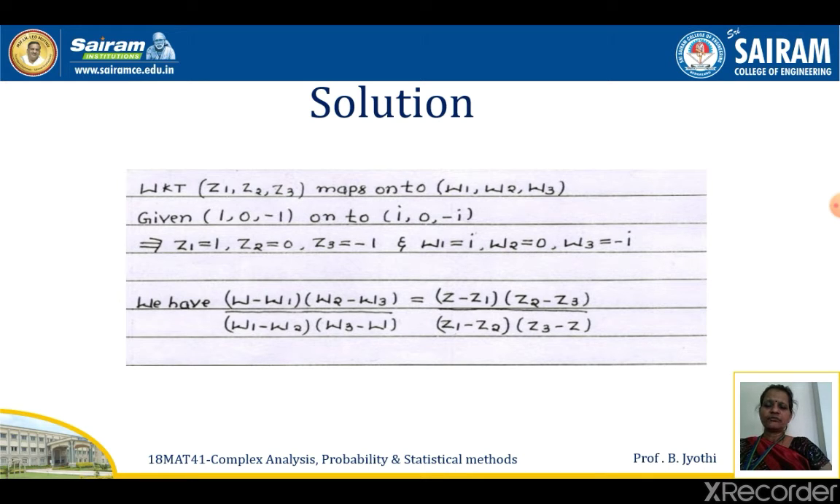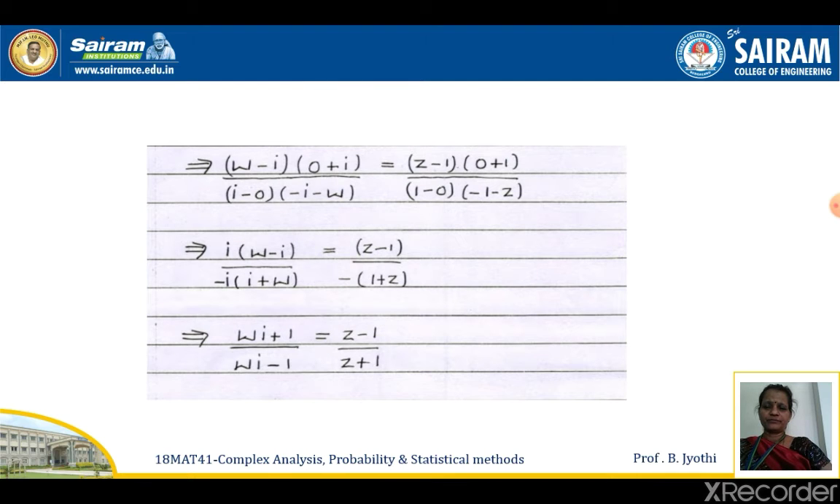So we have the formula (W minus W1) into (W2 minus W3) divided by (W1 minus W2) into (W3 minus W). In the same way, the right hand side is (Z minus Z1) into (Z2 minus Z3) divided by (Z1 minus Z2) into (Z3 minus Z). This is the formula, and we have the values for Z1, Z2, Z3 and W1, W2, W3. We will substitute in the formula.